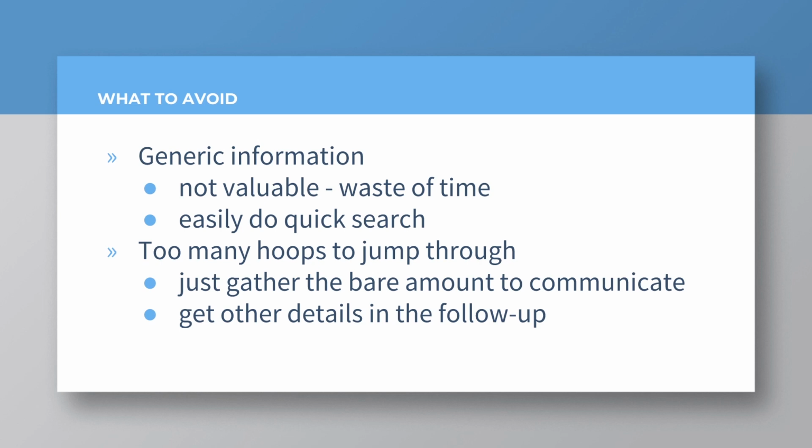Also, avoid having them jump through too many hoops in order for them to get your download or your guide or your checklist. You should only gather the bare amount of information that you need in order to continue communicating with them. So things like a name and an email address should be enough, or maybe even their phone number if you are going to call them right away. You don't need to get their home address or any other sensitive information at this point. You can get those details in the follow-up once you are able to establish a rapport with them and they can trust you and not worry about you being a spammy site that is just trying to steal their information.